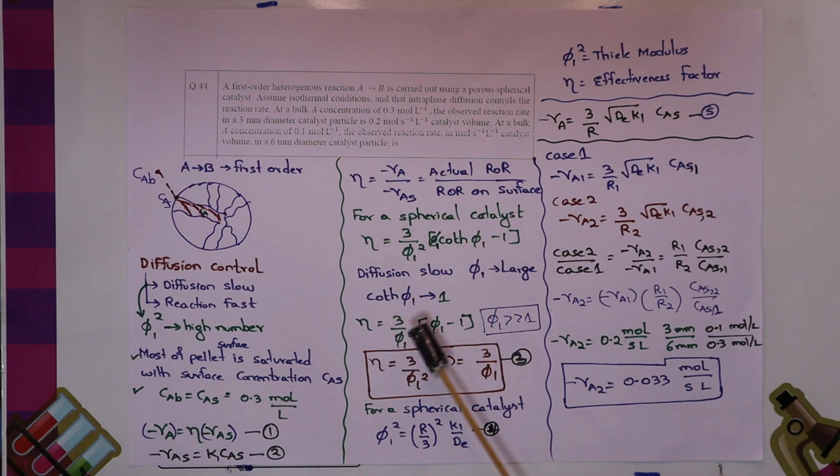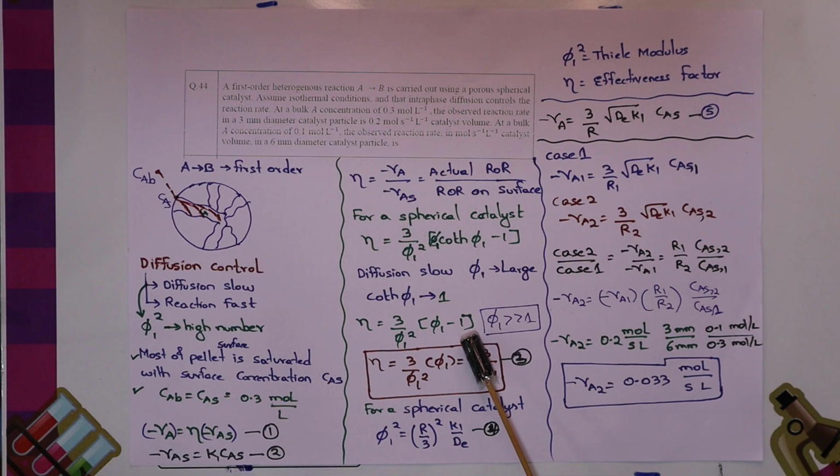Because we are trying to simplify things, this is the standard procedure you have to follow. When the Thiele modulus is much greater than 1, then phi 1 minus 1 will equal phi 1, because 1 is an insignificant number compared to the Thiele modulus. For example, if the Thiele modulus is 30, 40, 50, 100, then removing the minus 1 from the Thiele modulus is not a significant change.